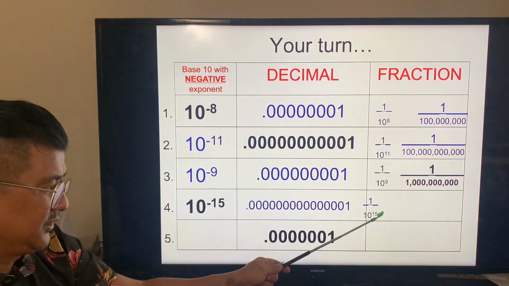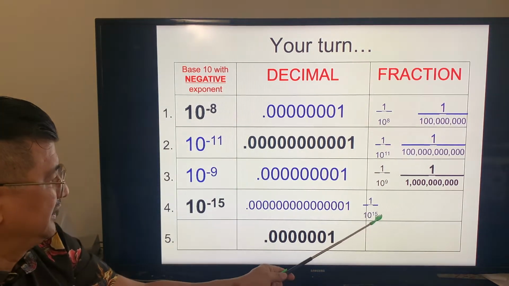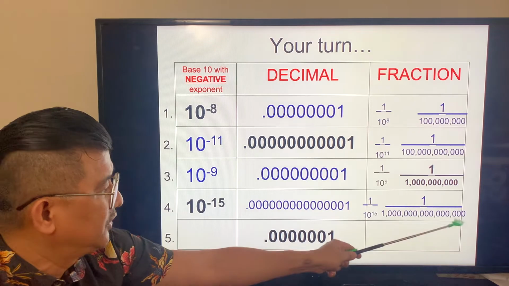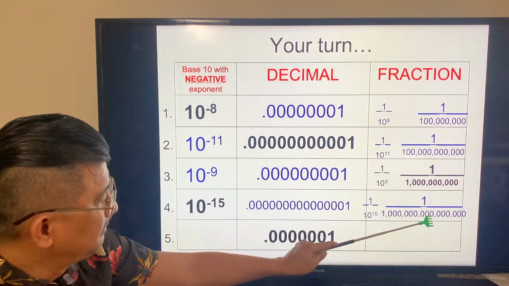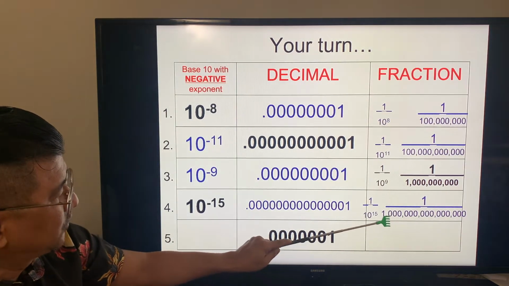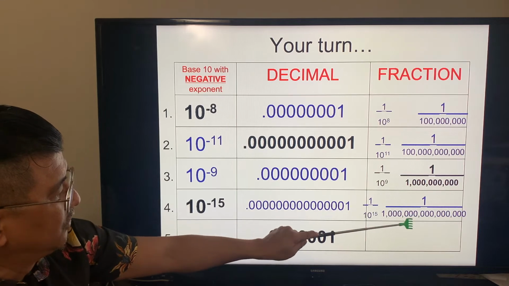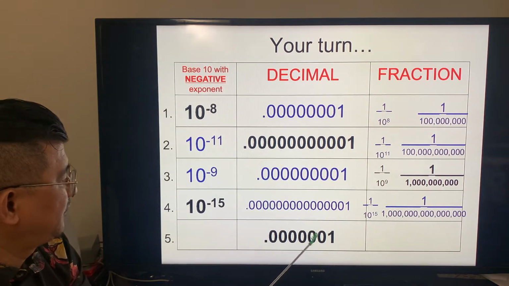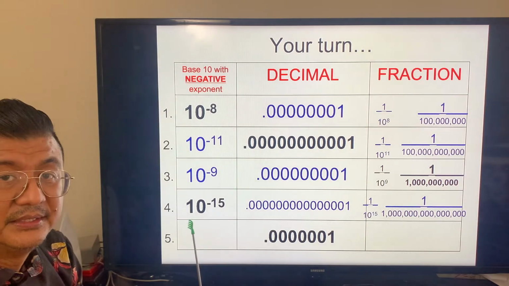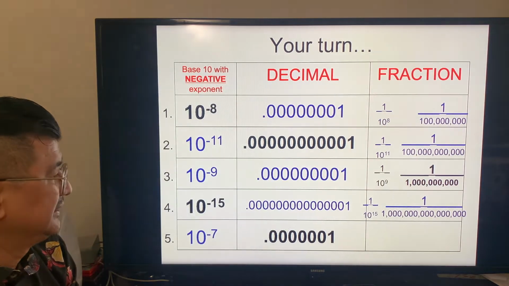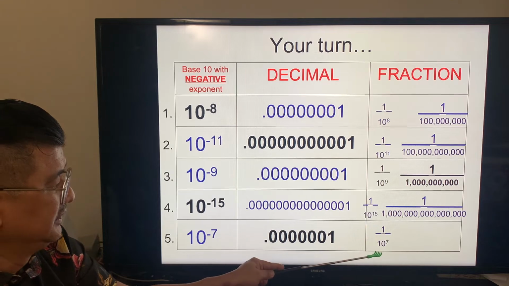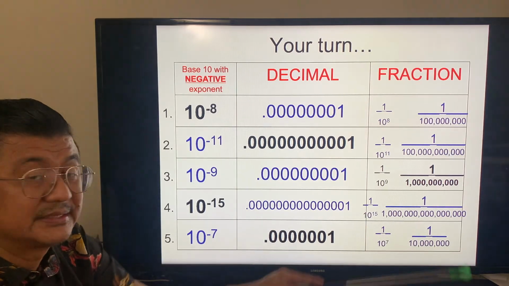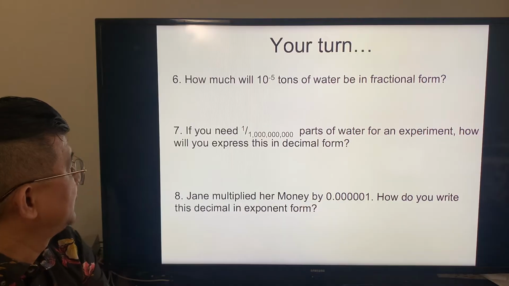And then the fraction, that's easy. Make this a positive under. Write it as 1 over, how do I read that? Millions, billions, trillions, quadrillion. 1 over 1 quadrillion. Next, 1, 2, 3, 4, 5, 6. So 10 to the what? Negative 7. Then write it as a fraction. 1 over 10 million. Now your turn.